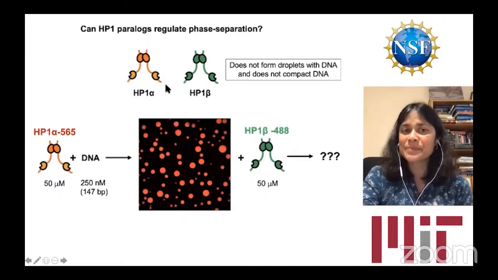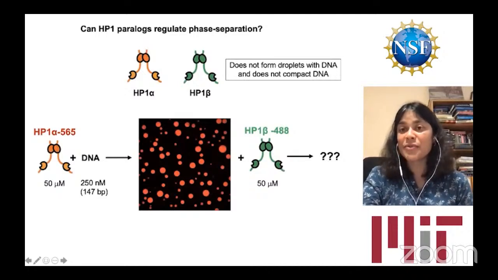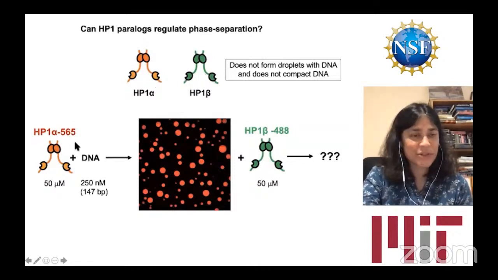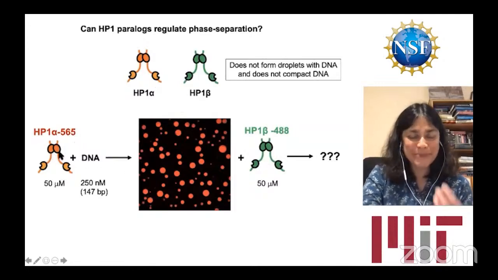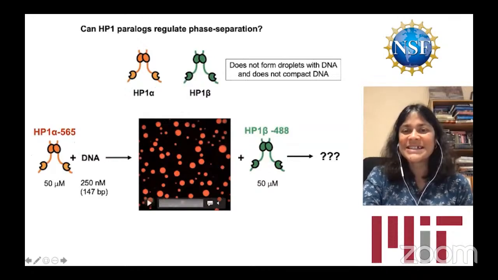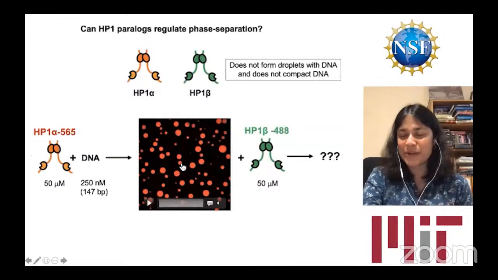HP1 beta is largely similar to HP1 alpha in sequence, but has a few small sequence differences, because of which HP1 beta does not form droplets with DNA and does not compact DNA. Okay? So what Madeline asked was, could HP1 beta, shown in green, act as a poison for HP1 alpha? So here's what she did. She made droplets with fluorescently labeled HP1 alpha and DNA, shown here. Sorry, not green, but orange droplets. She then added in green HP1 beta and asked, what happens to these HP1 alpha DNA droplets?